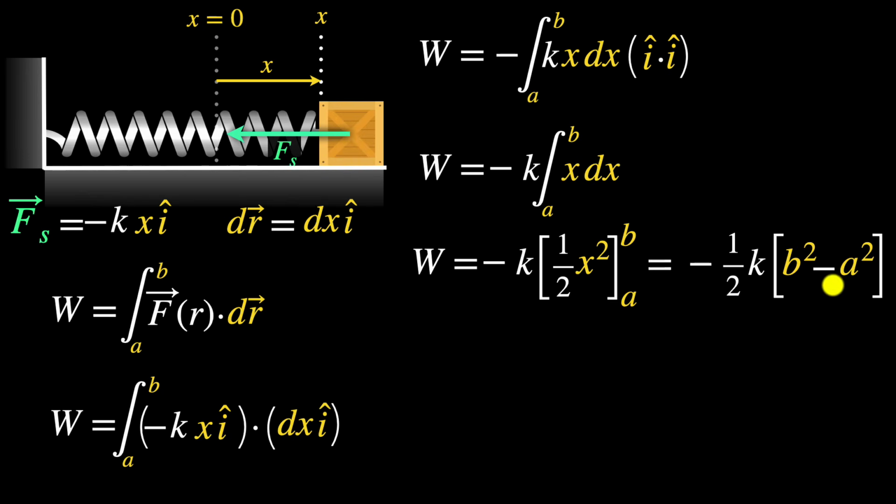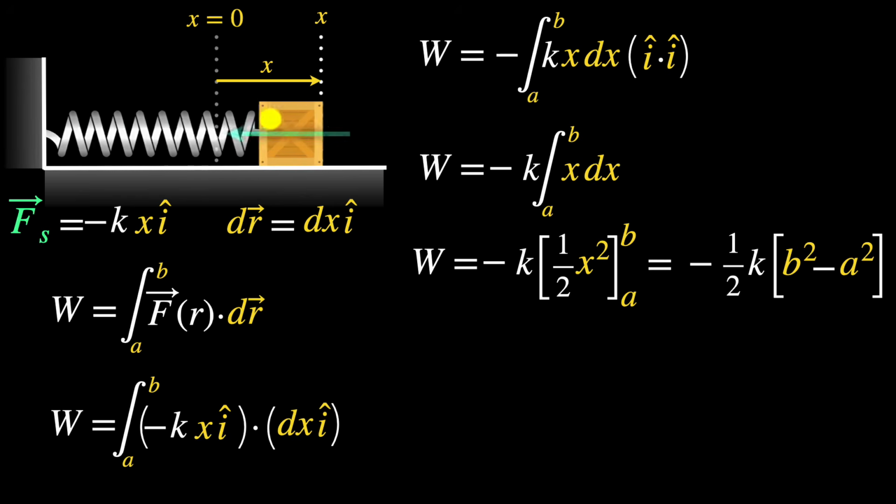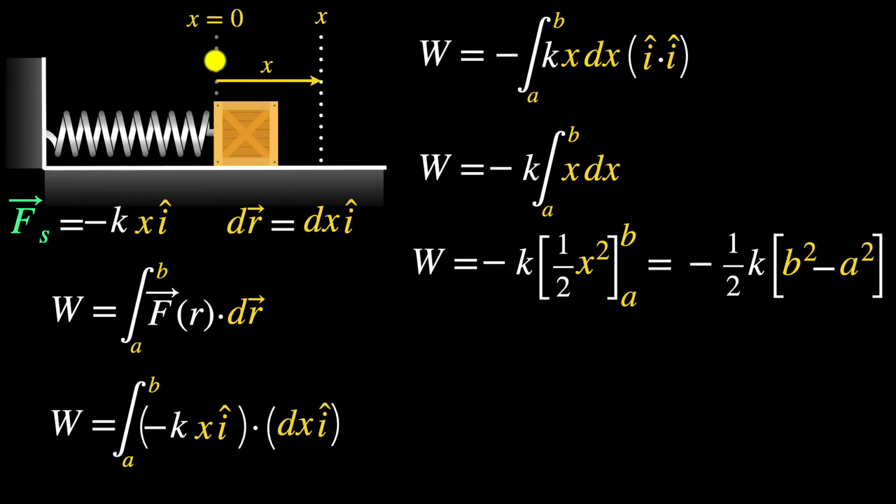Now the question is, looking at the expression, what do we see? Does the work done depend on the path or not? And what we see is it doesn't. It only depends upon the initial and the final positions. For example, what this means is, let's say that the initial position was just the equilibrium position. So let's say this was our A, and let's call this our B. Now the work done to get the block from here to here is completely independent of the path.